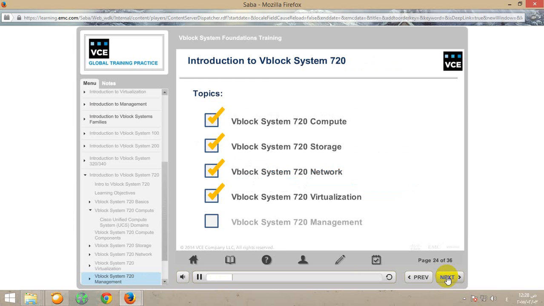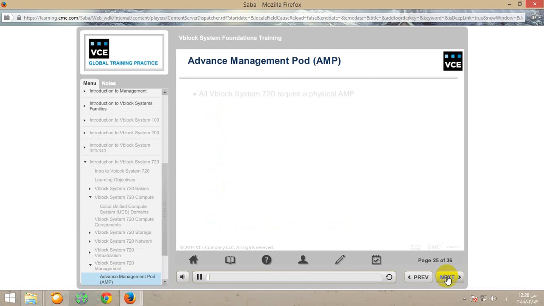Let's turn our attention to the last topic, VBlock System 720 management. We'll talk about both the AMP and the management software tools used in the VBlock System 720. All VBlock 720 models require a Physical Advanced Management Pod, AMP. As you learned earlier, these are used to manage the VBlock system with dedicated hardware that separates management traffic from user workload traffic.